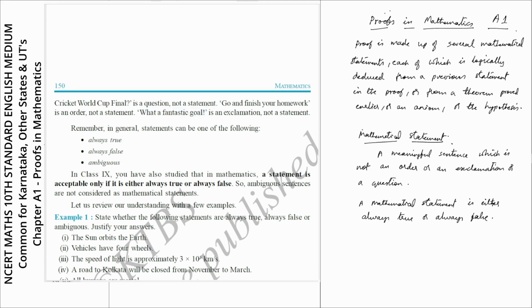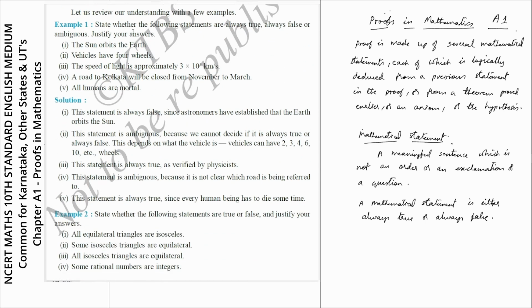Example 1 in this chapter: state whether the following statements are always true, always false, or ambiguous. Justify your answers. The sun orbits the earth. So this is false. So what is true? Actually the earth is orbiting the sun, right? Therefore this sentence is false.